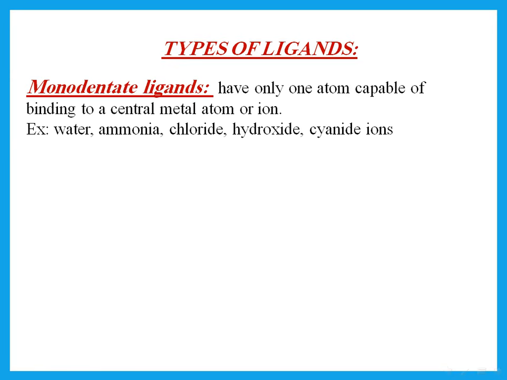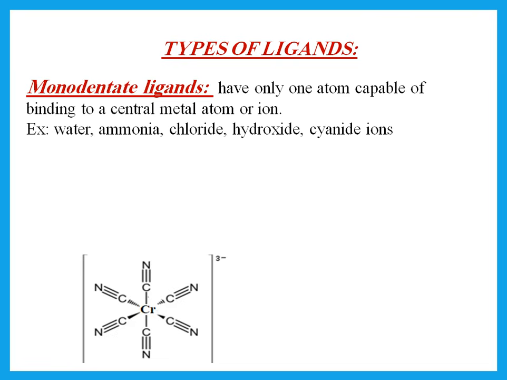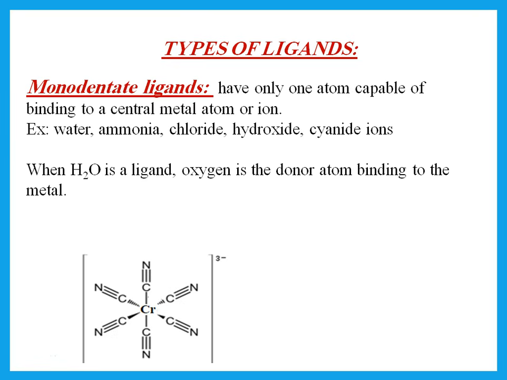Types of ligands. We said the ligand is the substance that makes a dative bond with the central atom. Now, if it makes 1 bond with the central atom, it is called monodentate. So a monodentate ligand is one that has 1 atom capable of binding to a central metal atom or ion. For example, we said water is monodentate. Ammonia, chloride, hydroxide, cyanide. So if I have cyanide, each cyanide can make 1 dative bond with the central atom. So we say it is monodentate.